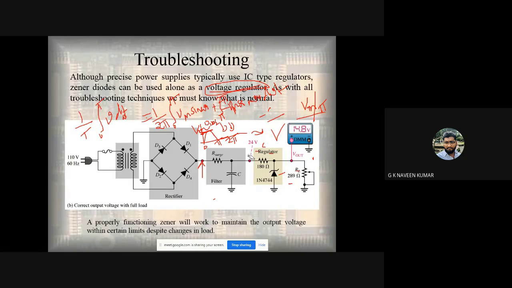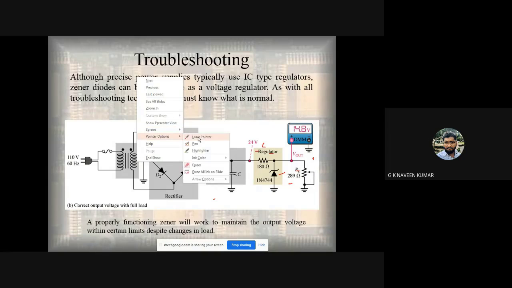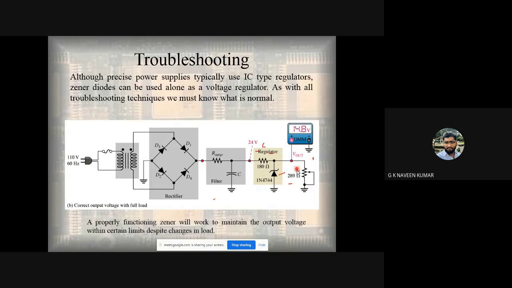In this way, the Zener diode has numerous applications in voltage regulation. The basic application of the Zener diode is voltage regulation. When you are able to do voltage regulation, that is the best basic application of Zener diode working. A properly functioning Zener will maintain the output voltage within certain limits even though there is a change in load. Whatever the change in load, the Zener diode will make sure that only the desired output voltage appears.